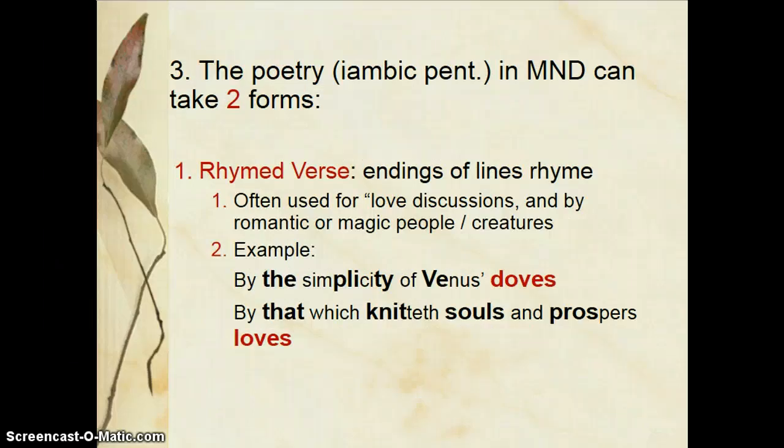So this stuff, this iambic pentameter in Midsummer Night's Dream, comes in two different forms. The first is what's called rhymed verse. That's your hallmark style rhyme. The ending of every line rhymes, okay? You have a pattern. A lot of times in the play, it's used when people are discussing love. Magical creatures, like the fairy creatures, they tend to rhyme a lot. And again, it's pretty basic. Usually, it's in an AABB or ABAB rhyme scheme. Like here, you have an AA rhyme scheme.